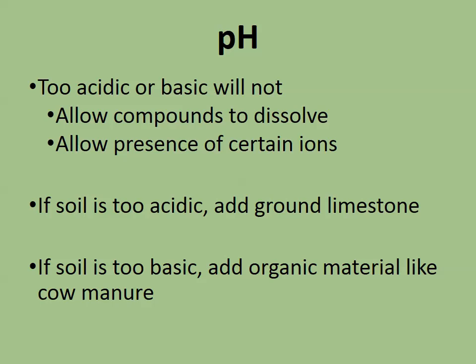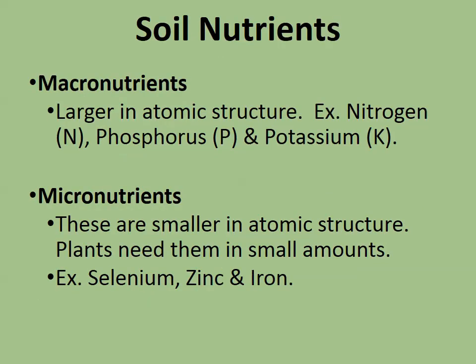Okay, so if soil's too acidic, you can add some limestone into it. If soil's too basic, you can add organic material like cow manure. When you're thinking about acidic soil, think of your acid mine drainage. We were doing the same thing. You add lye or limestone to increase the pH of it.